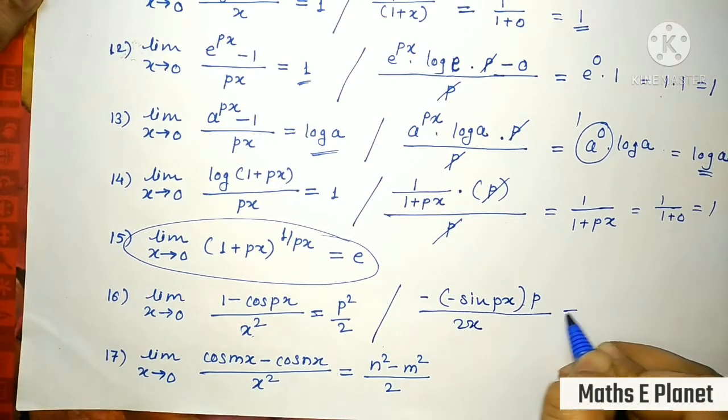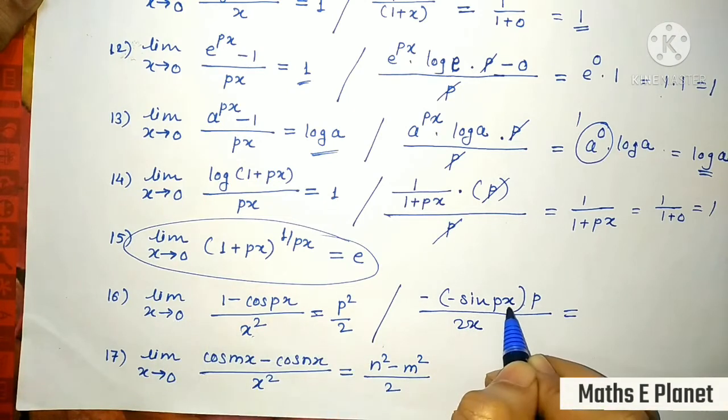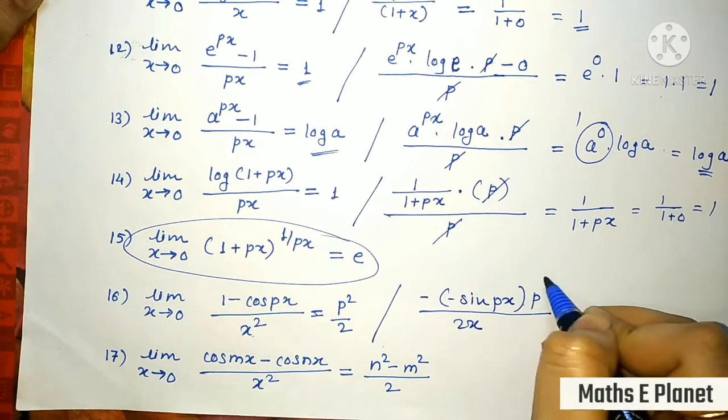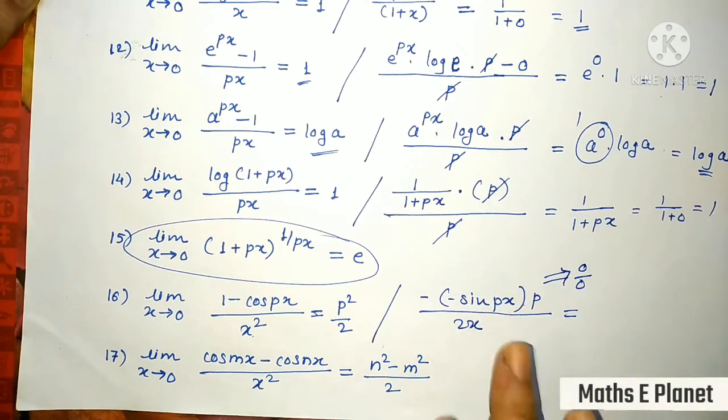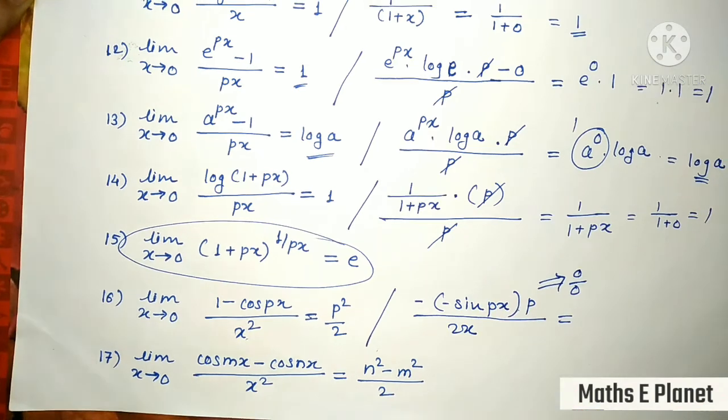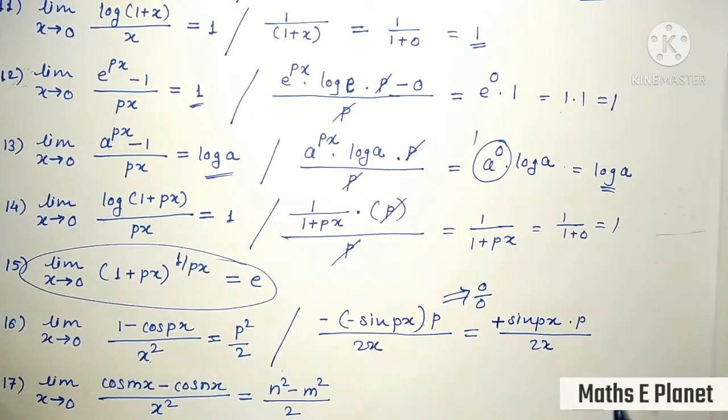Here if you put the value x is equal to 0, then you will get 0 by 0 form. So you have to differentiate the function once again. You have to differentiate this term once again. So here minus and minus will get plus, sin px into p upon 2x. So take the differentiation once again.